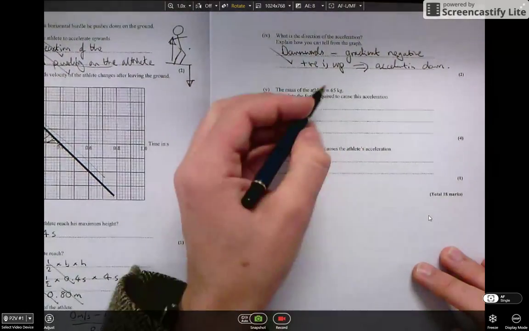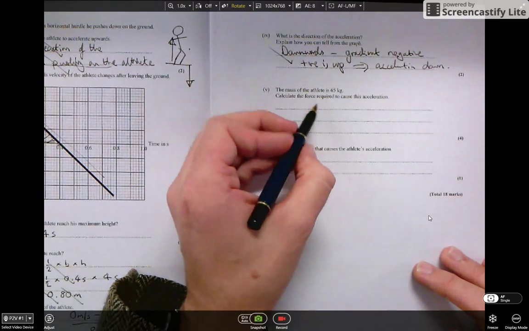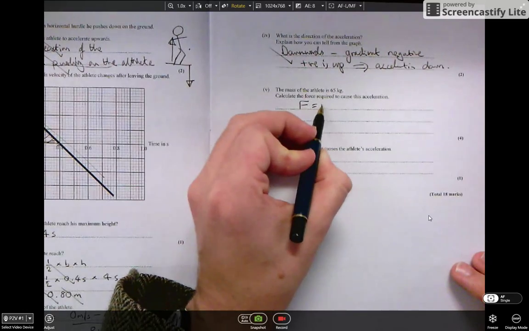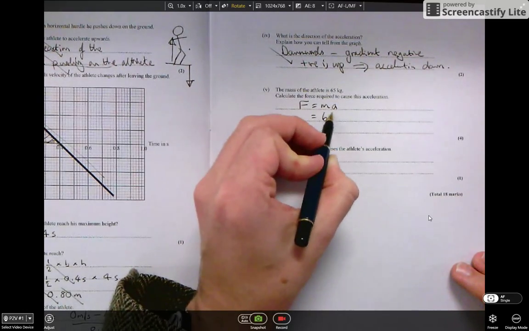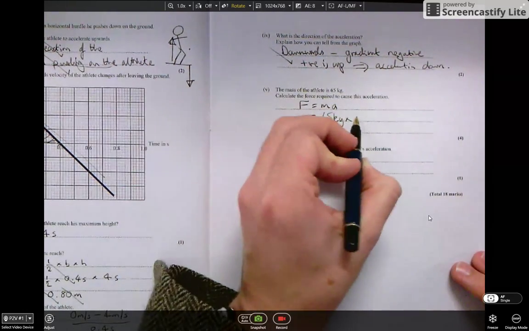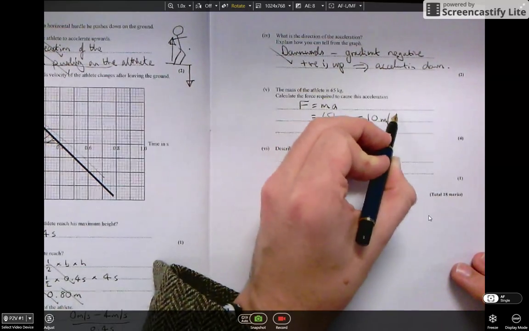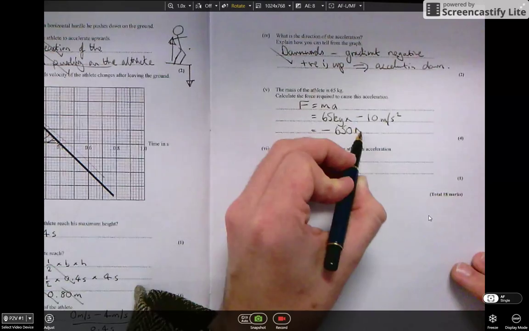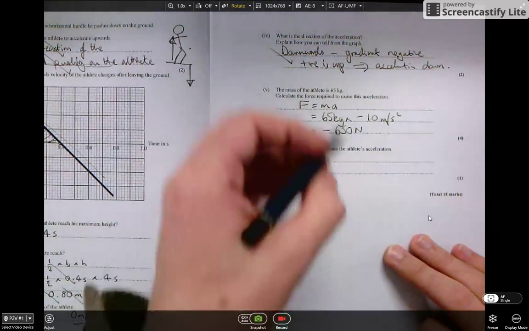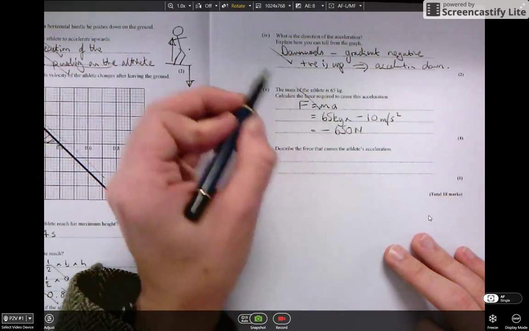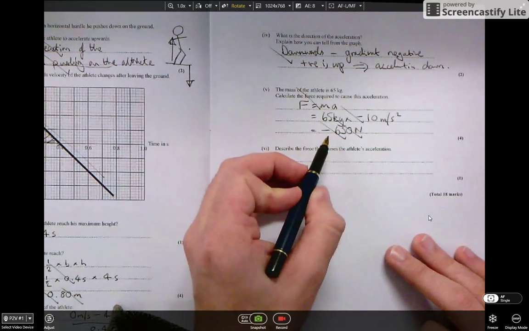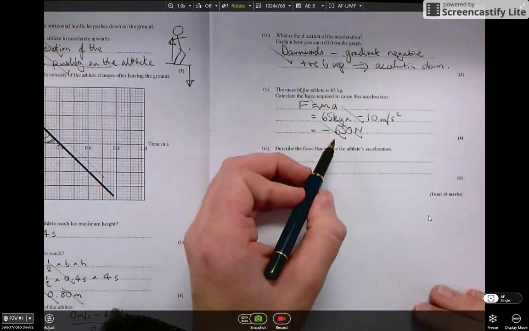The mass of the athlete is 65 kilograms. What's the force required to cause that acceleration? Force is mass times acceleration. That's 65 kilograms times minus 10 meters per second squared. So the force is minus 650 newtons. Again, the minus tells us it's in the downwards direction. So 1 mark for equation, 1 mark for sum, 1 mark for answer, 1 mark for units. And I didn't worry about the minus sign when I was marking this.